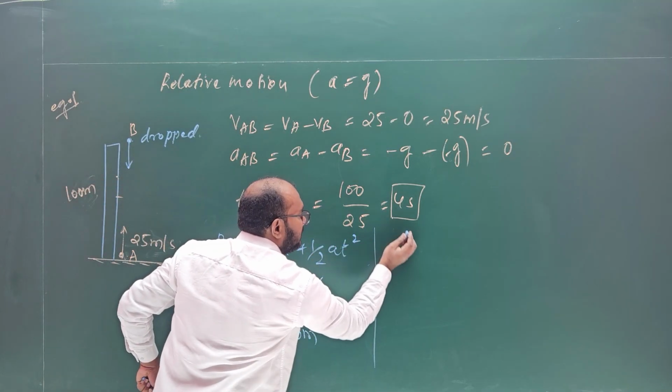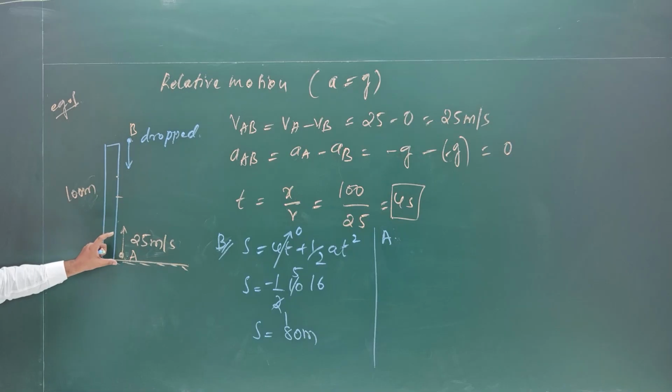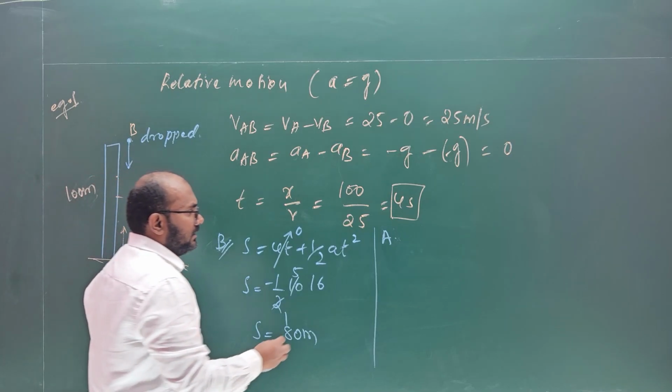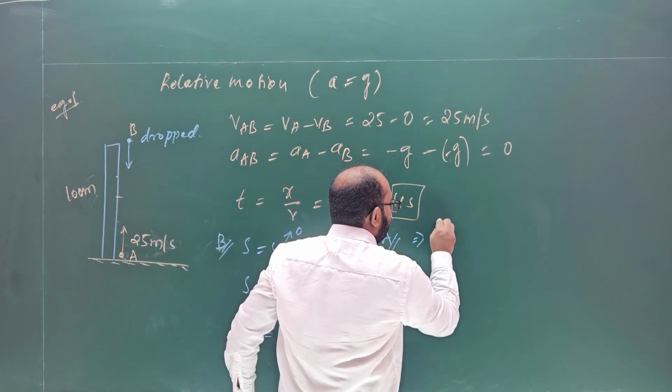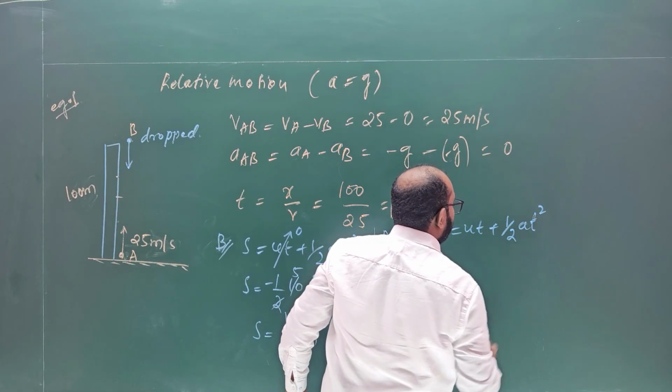This is for B and this is for A. Okay, if B is at 80, definitely A should be at 20. Let us find that also, by using S is equals to ut plus half at square.